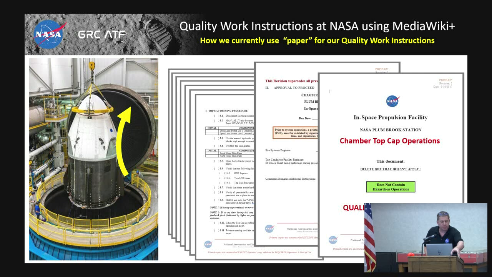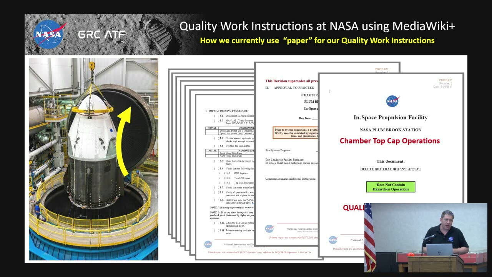So as a brief example of what we do here, we've got a large vacuum chamber that we drop the spacecraft in and do vacuum testing. What you can see is the Dragon 2 capsule on the left. It's being lowered into one of the chambers that we will tour later today.